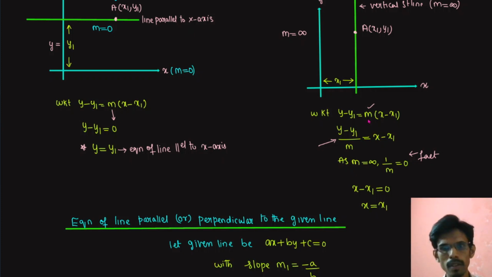So take this x1 to that side, it will become x equals x1, which is the equation of line parallel to y axis. Remember these two. Okay, these two: x equals x1, y equals y1.